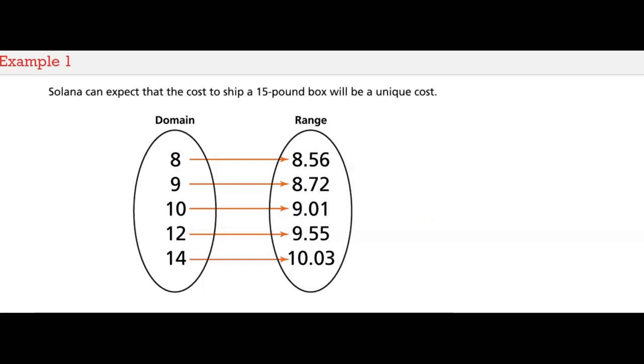So Solana can expect that the cost to ship a 15-pound box will be a unique cost. So what do you expect to be true about the cost for Solana to ship a 15-pound box? A 15-pound box should cost more than $10.03. Now you know how to use an arrow diagram to decide whether a relation is a function.